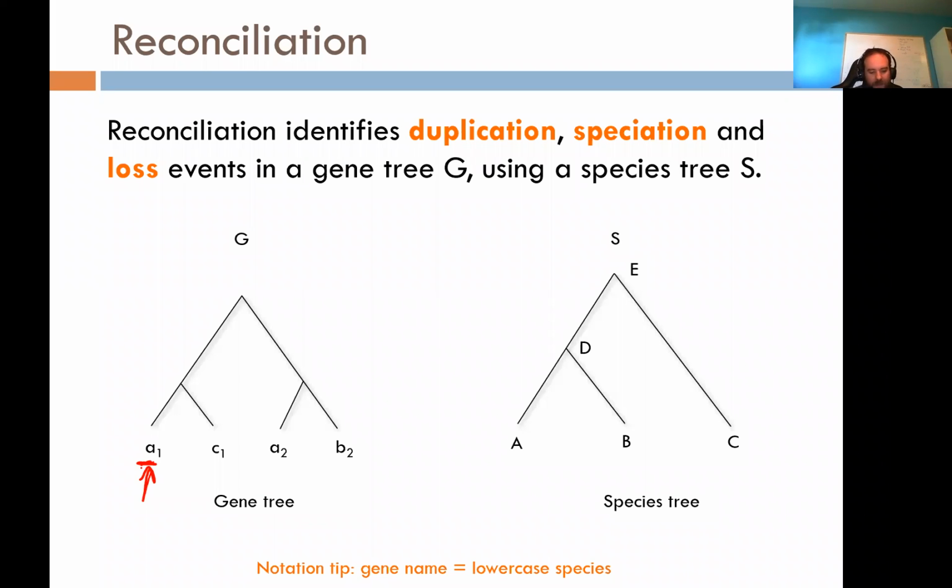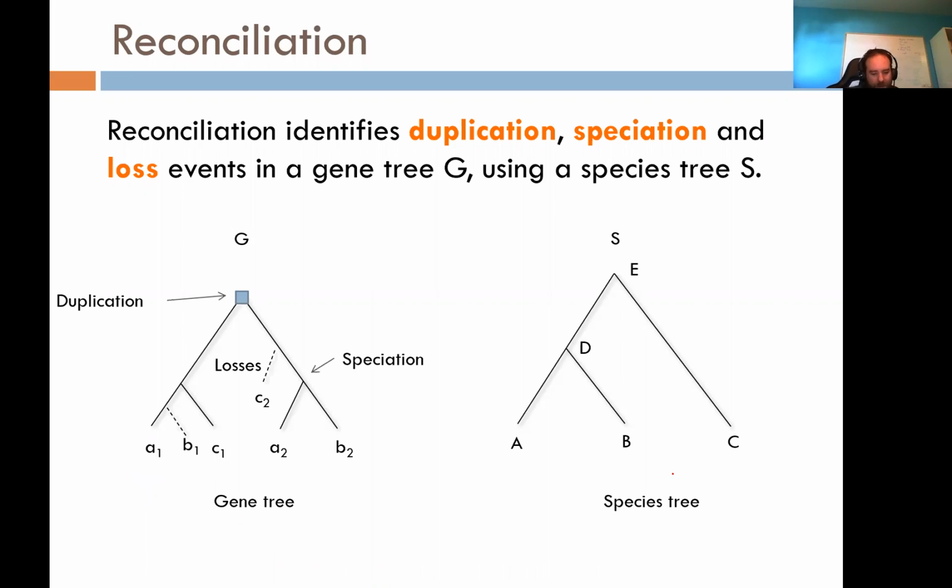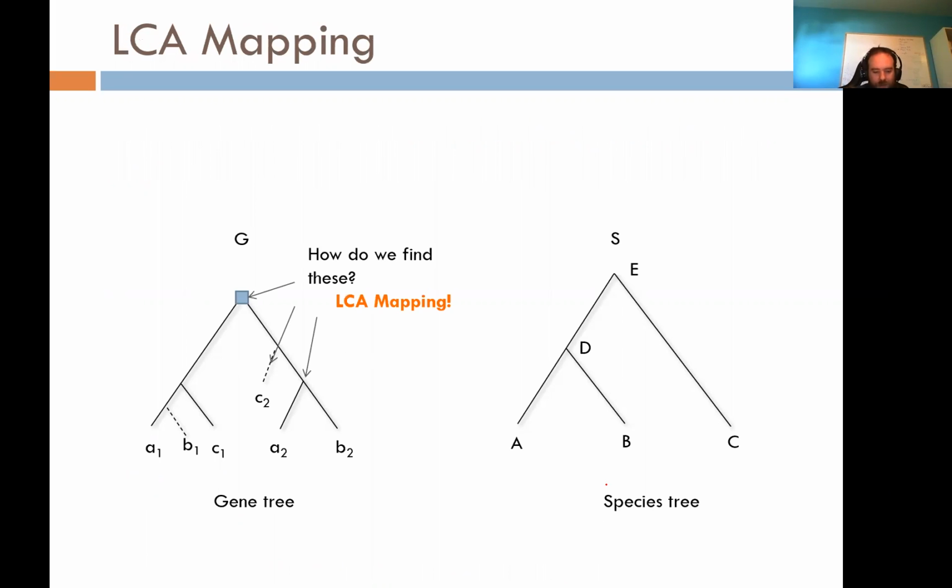So small a means that this is a gene from the A species, small c means that this is a gene from the C species, and so on. And now we want to infer which genes have undergone a duplication event, speciation, or losses. And how do we find this? The traditional way to do it is to use what we call the LCA mapping. So LCA stands for lowest common ancestor.